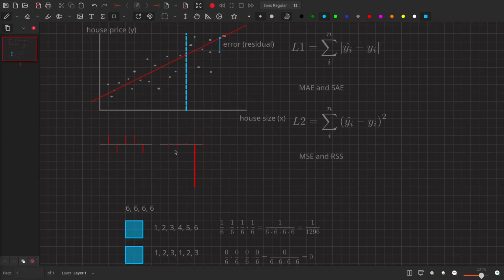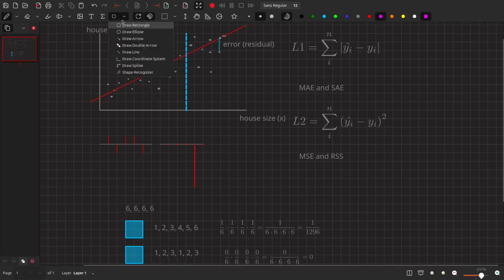This is what's called the maximum likelihood. Now let's apply this approach to our data and compare two cases. A good fit, represented by the red line, and a bad fit, represented by the magenta line.